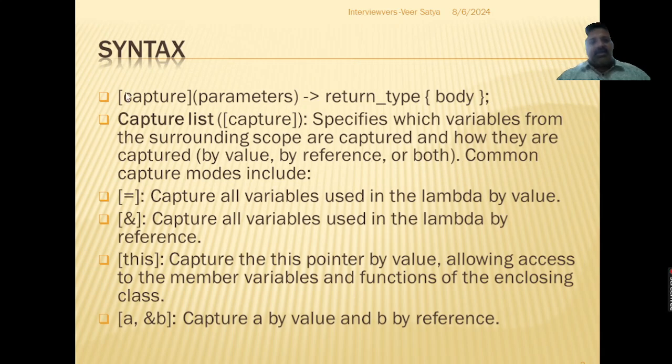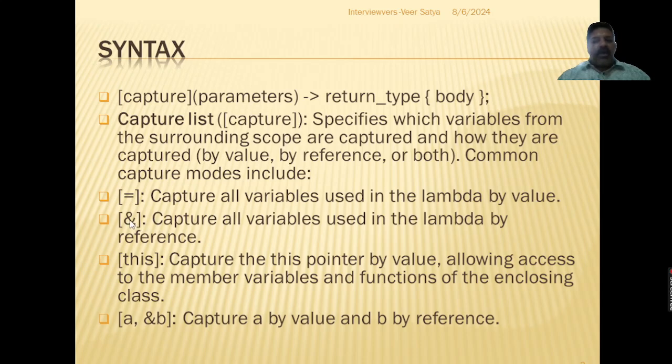So this is the syntax. You have the captures, parameters, return type, and the body. The capture list is nothing but how you are referring to variables: by value, by reference, or both. In the square brackets, if you give equal to, it captures all variables used in the lambda by value.